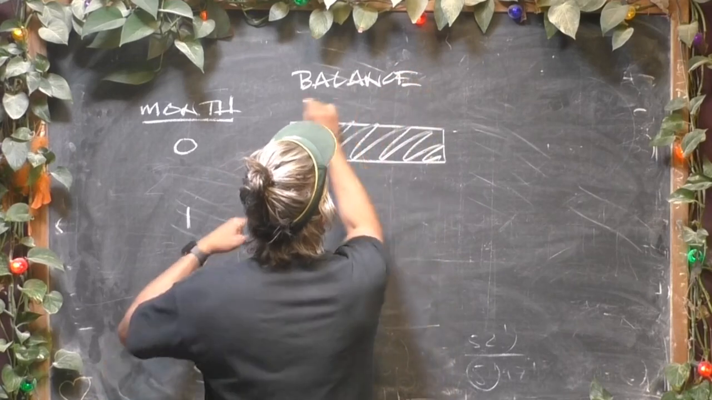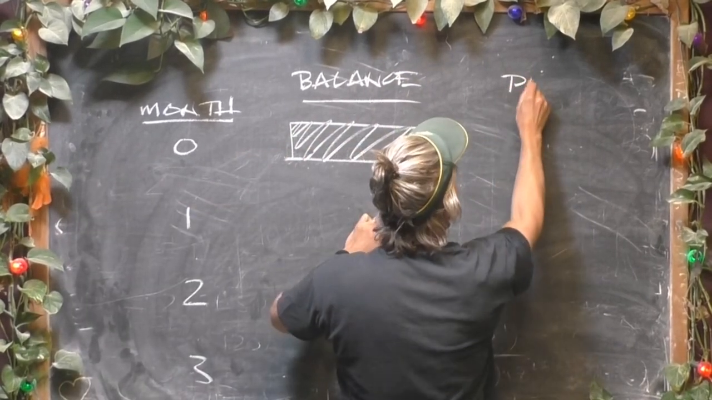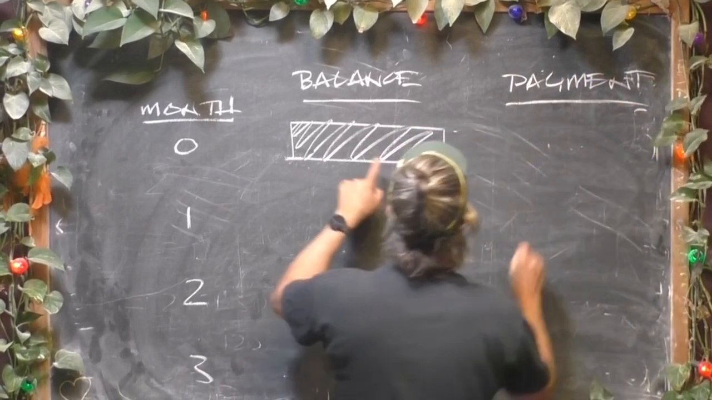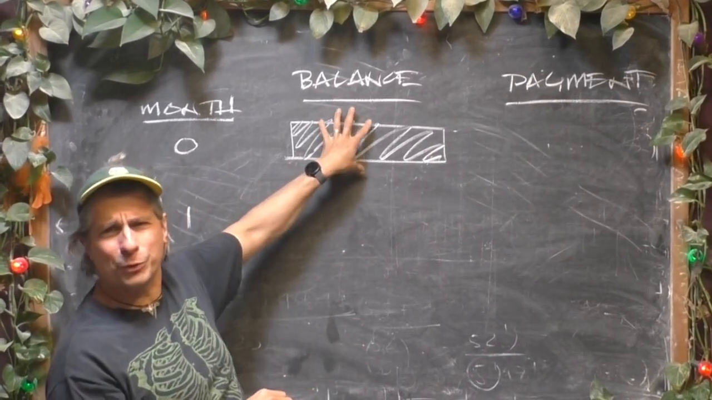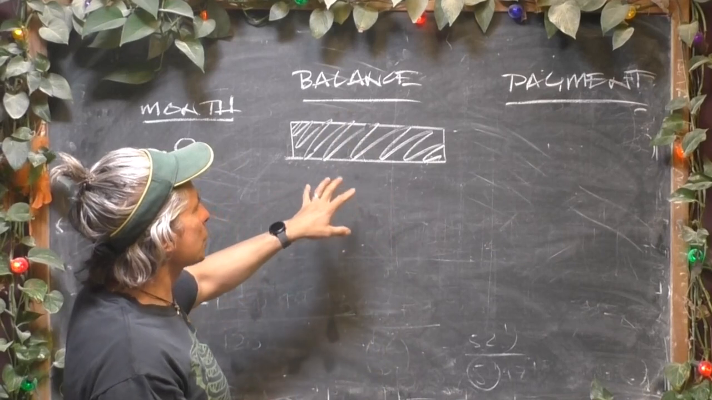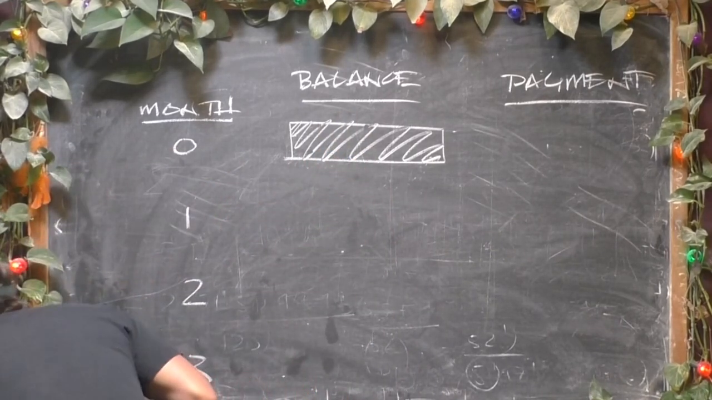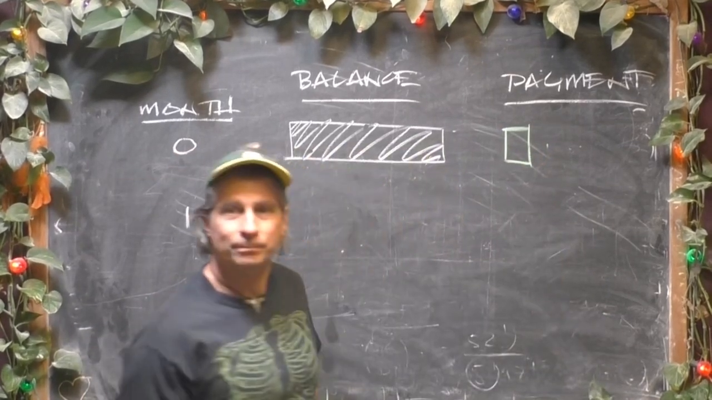Now, whatever that is, you're then going to make a payment to try to take some of that away. Because remember, this is stuff you owe the credit card company. You don't want to owe them more than you have to. So you're going to make a payment. And let's say that payment, let's use some colors here, is about this much. Okay?